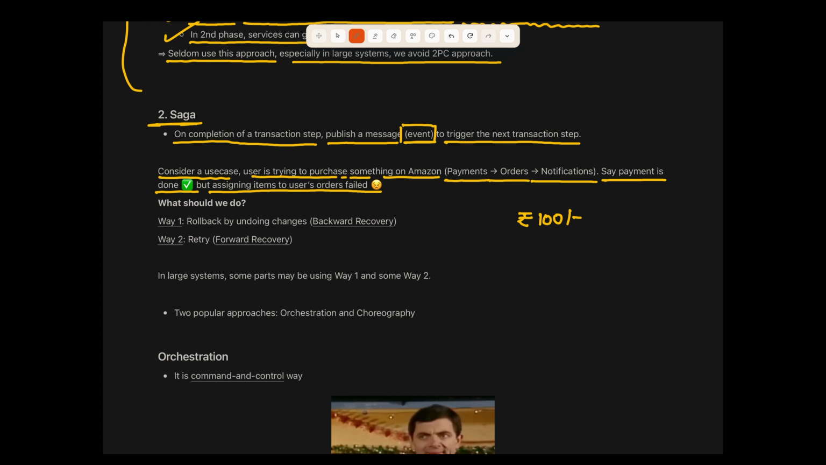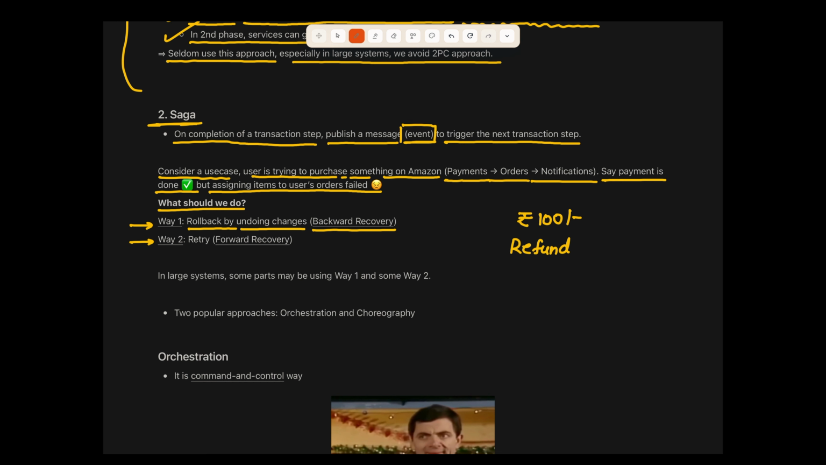But by the time the order was assigned to the user, there was some inventory glitch. Let's say the item was not available or some service failed. This is not an ideal experience. So what should be done? First way is we roll back the entire transaction by undoing the changes. This is the backward recovery, where we will refund the user the deducted amount.